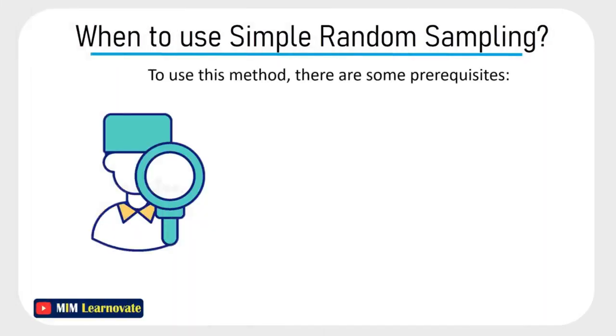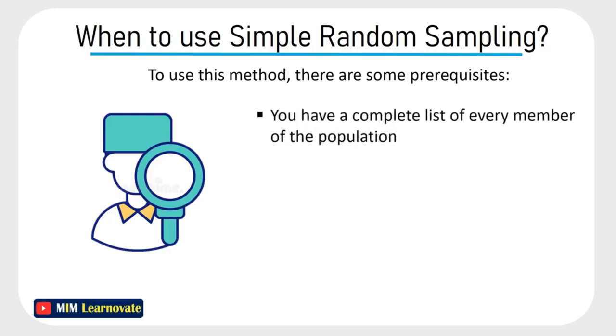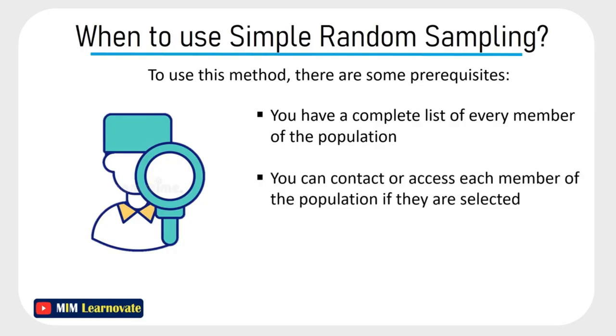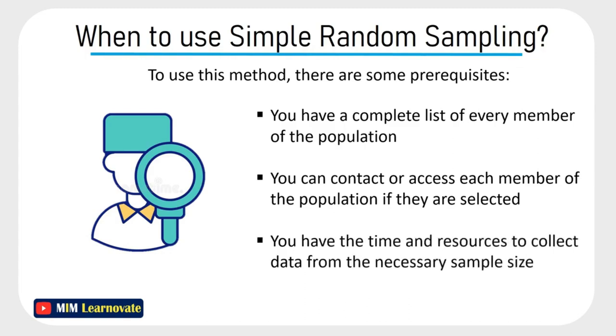To use this method, there are some prerequisites. You have a complete list of every member of the population. You can contact or access each member of the population if they are selected. You have the time and resources to collect data from the necessary sample size.